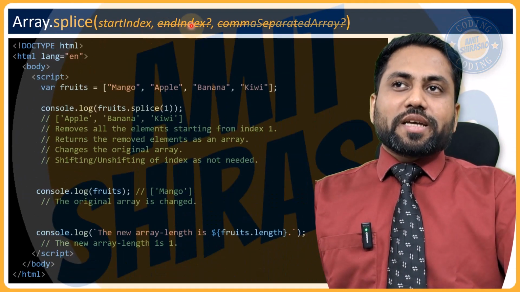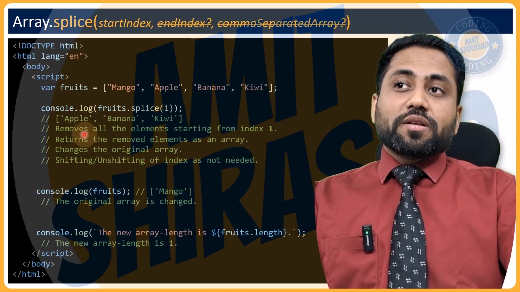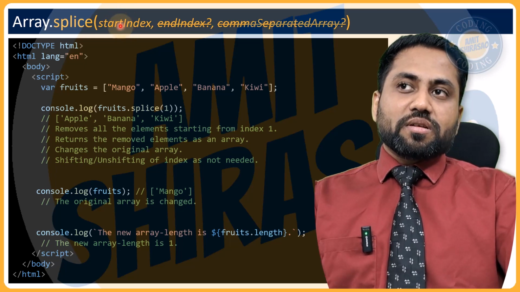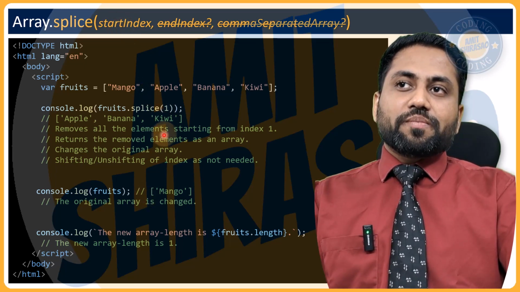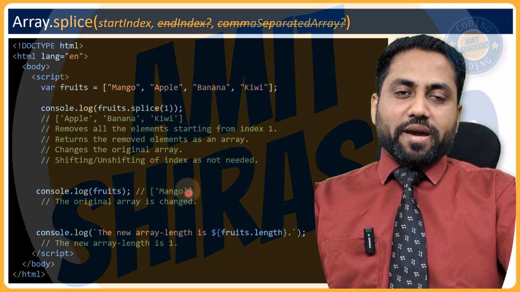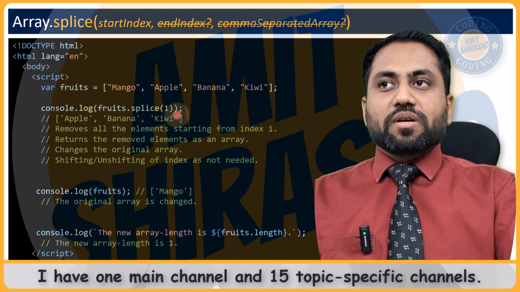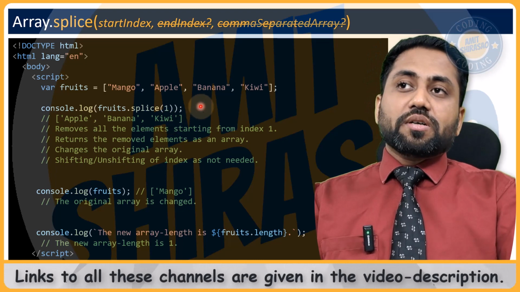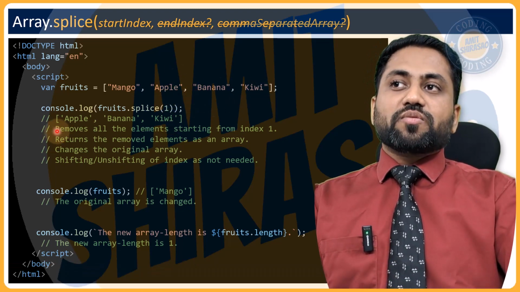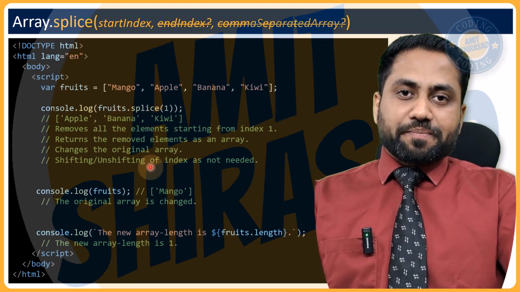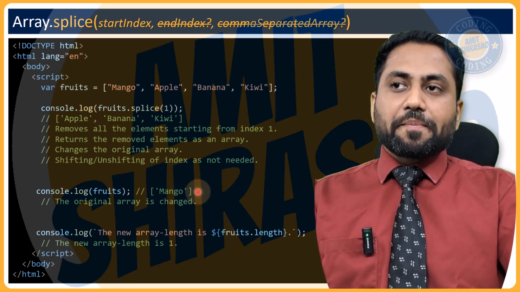Again, if I don't give the second argument as well, then what will happen? It will remove all the elements starting from whichever is the index given here, which is the start index, 1. So it will remove everything starting from apple till the end. So the original array will now be mango alone. And of course, fruits.splice will be returning me an array of all the elements that it removed. So it removed apple, banana, as well as kiwi, and that's why it's giving all of them in the return value of the splice method. And it returns it in the form of an array.